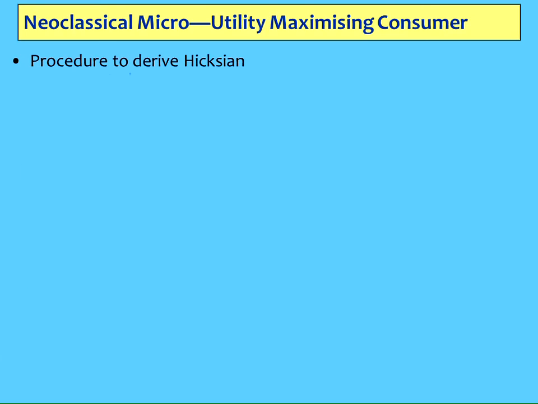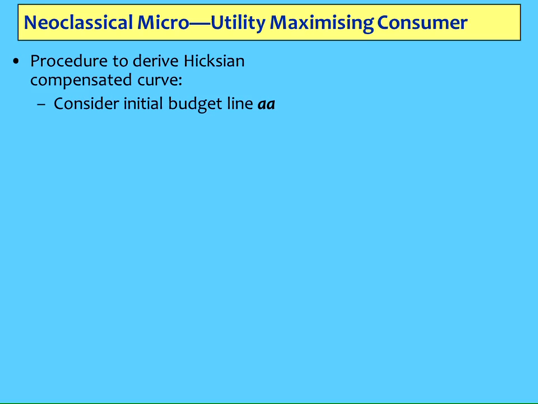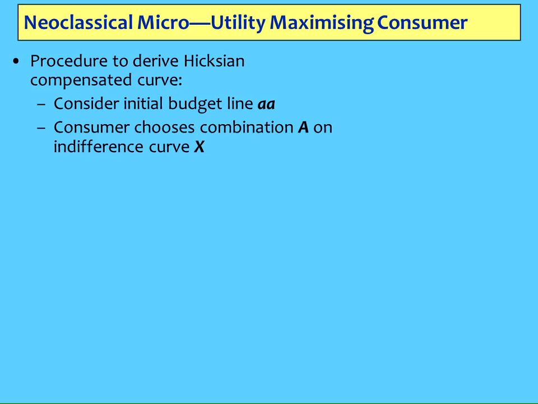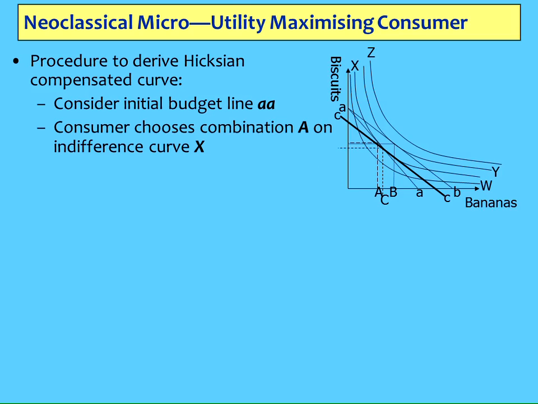Now, the way to get around that is to say, let's go for a Hicksian compensated curve, where John Hicks is the person responsible for this idea. So you start with an initial budget line, AA, I'll show it in the diagram in a moment, and the consumer will therefore consume combination A on the indifference curve X. So just to point that out on screen, there's combination A, there's the budget line, big A, little a. The point of tangency is with A at this point here.